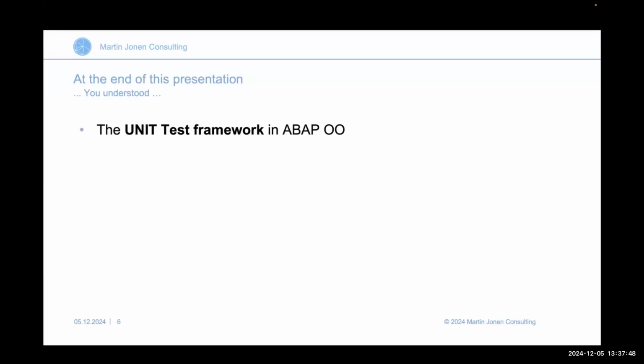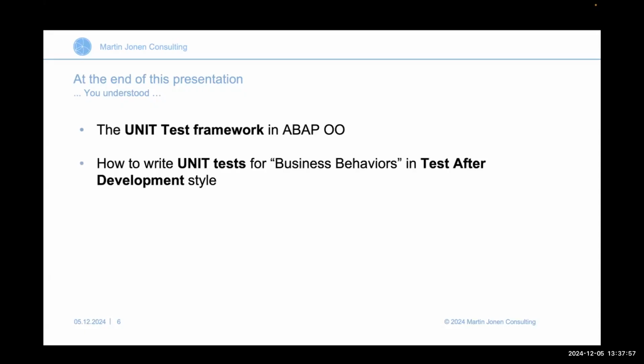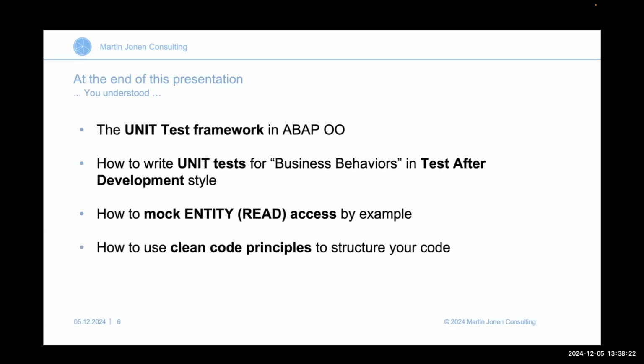At the end of this presentation, you understood the unit test framework in ABAP OO, hopefully. You know how to write unit tests in a TAD style, test after development. We are not doing TDD today. We are doing TAD, test after development. You know how to mock entity accesses. That's very important in the RAP framework to mock our data. And you learn another clean code principle, which you can maybe adapt to your daily work.